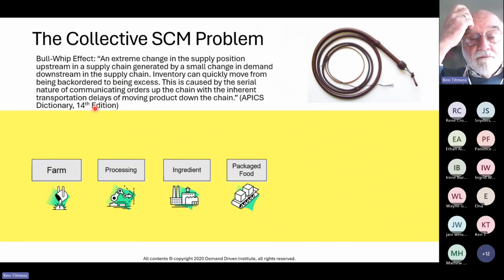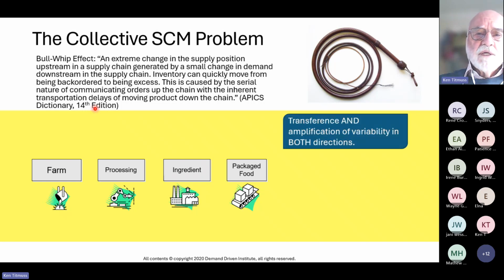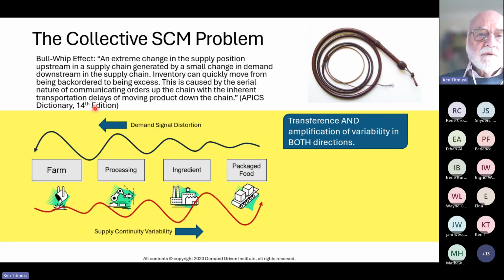Now, as I said, I've been involved with supply chain and APICS, particularly for the last 35 years, and we've always had this bullwhip effect in our supply chains. So what is the bullwhip effect? Well, it's the transference and amplification of variability in our supply chains in both directions. So I put a little food supply chain together here. We've got a farm, and we take some of the basic materials or products from the farm, probably some primary processing. They get made into an ingredient. Those ingredients then go into some packaged food.